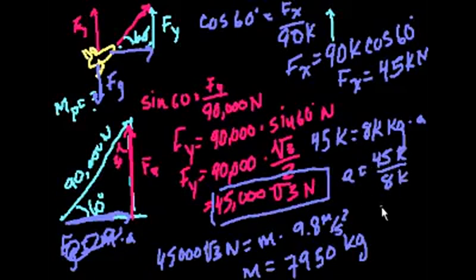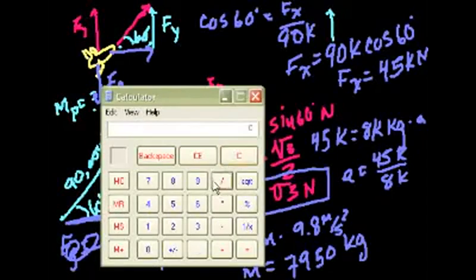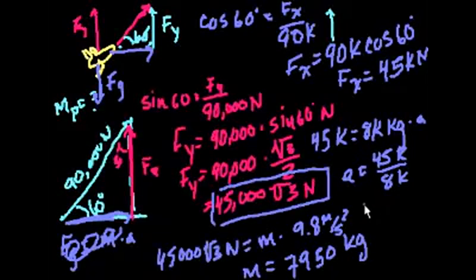And 45 divided by 8 is what, like 5.625? Let me get the calculator to get an exact number, although we are rounding. So we have 45 divided by 8 is equal to 5.625. So the acceleration in the x direction is 5.625 meters per second squared.